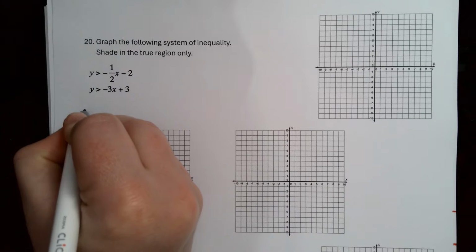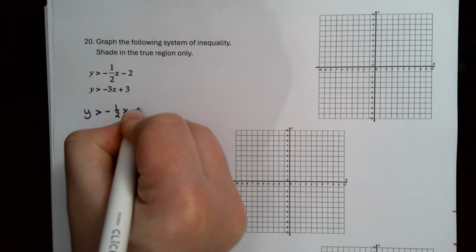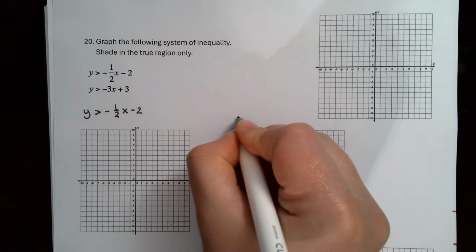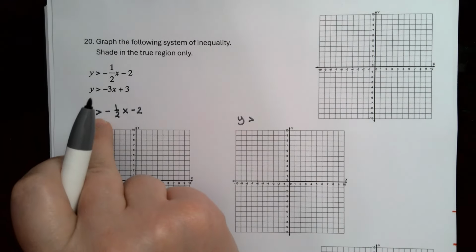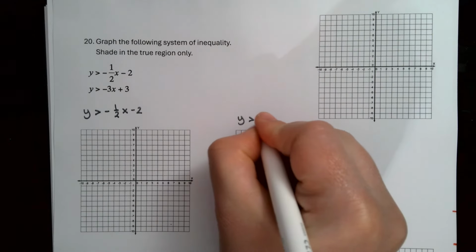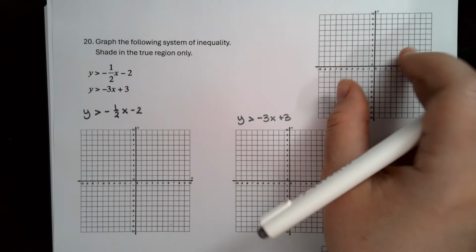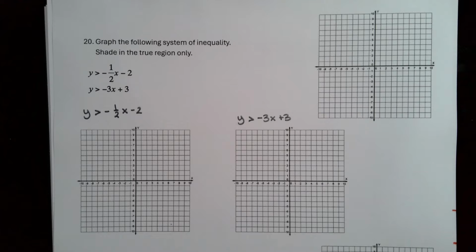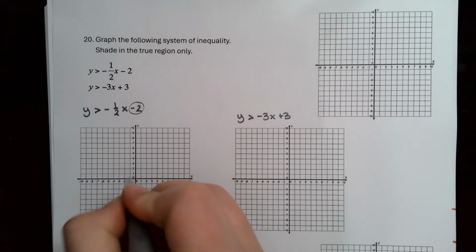So I'm going to graph this one at y less than -1/2 x minus 2. This one here, I'm going to graph at y is greater than. Did I say less? I don't even know if I said less than. This is greater than -3x plus 3, and then together combined, I'll graph this here. So let's do one at a time. This is slope-intercept form. So the first thing I'm going to do is I'm going to find a -2.